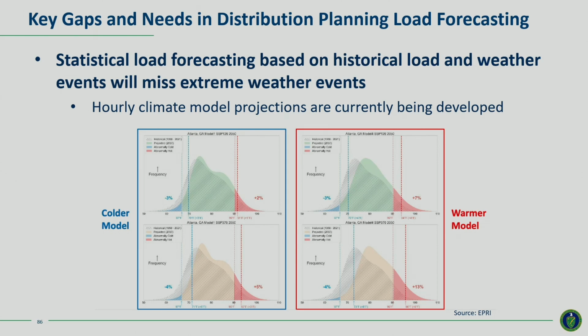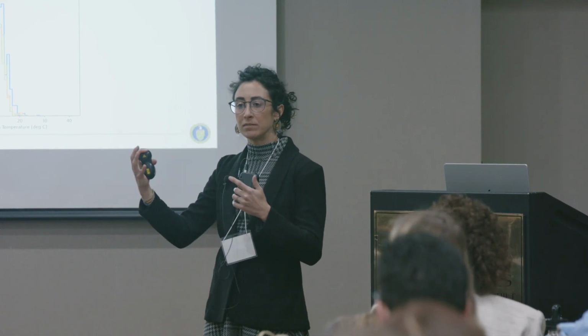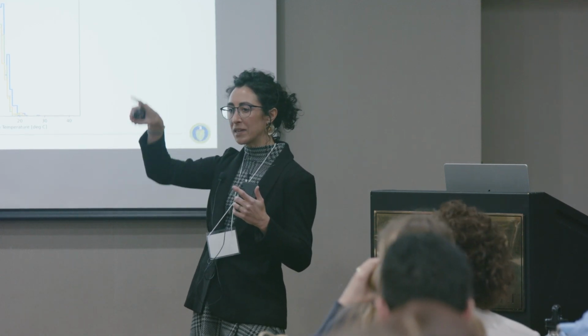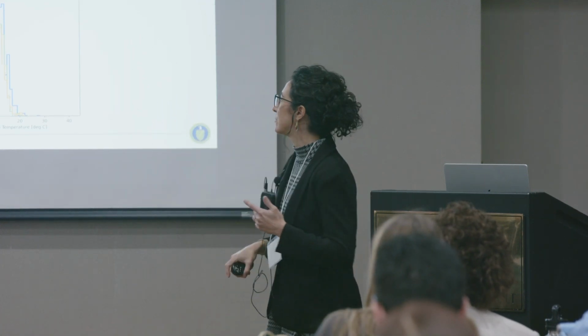But basically the idea is that statistical load forecasting based on historical data can miss the features of extreme events, but we need hourly climate model projections to be able to do that load forecasting exercise that we do. And the issue there is that the peak load models are typically developed. So you develop a model of weather, so temperature, typically for peak load. And it looks typically like a U. So high temperatures drive peak load, low temperatures drive peak load.